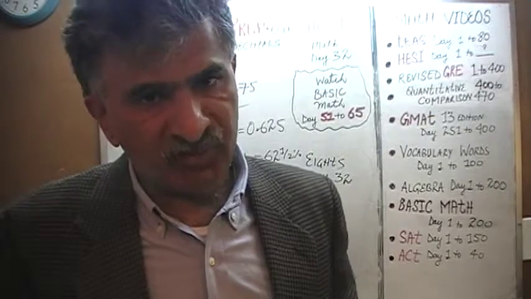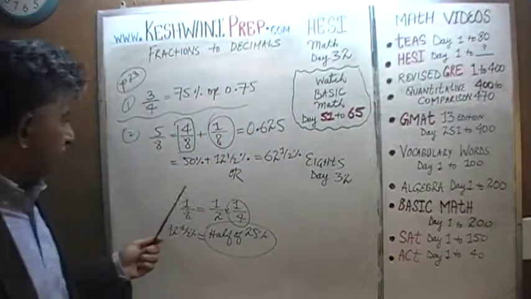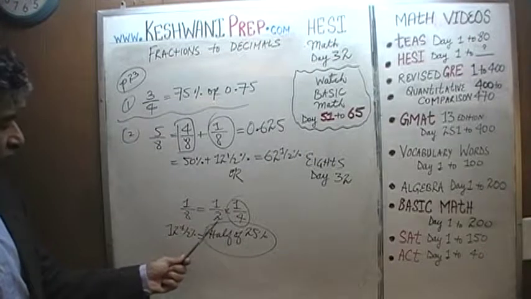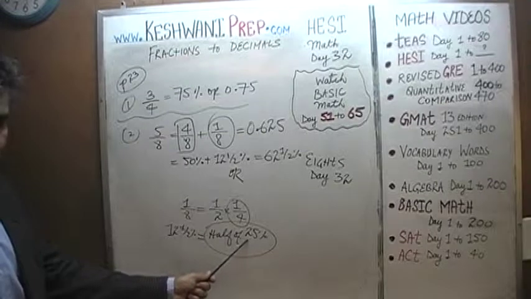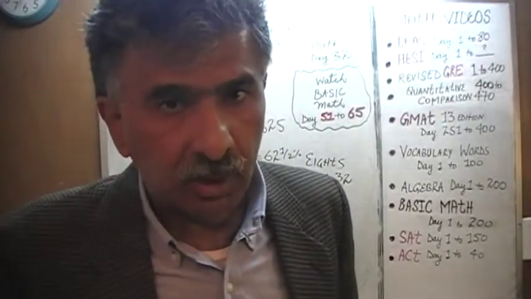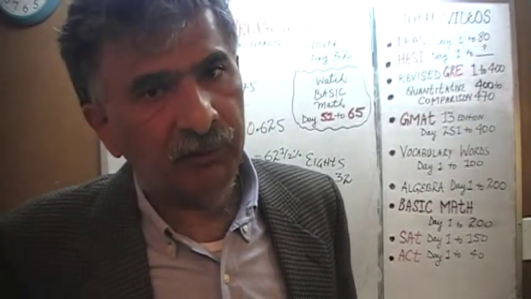A quarter is 25%. If you're able to understand that an eighth is nothing more than half of a quarter, and a quarter is 25%, then an eighth must be half of 25%. Half of 24 would have been 12 exactly. Therefore, half of 25 is 12 and a half.